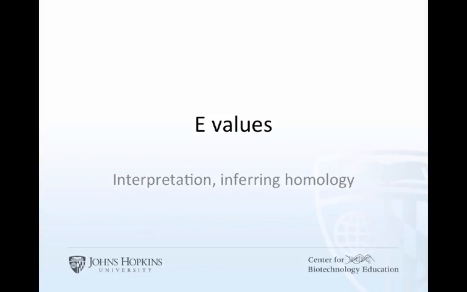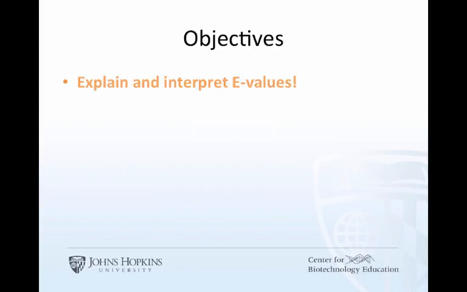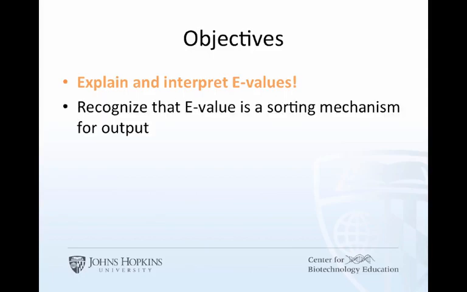In this lecture, we will examine the E-value and why the E-value is important in answering questions about homology. Our main objective is to be able to explain and interpret the E-value that you get in a database search. And then recognize that the lowest E-value, or the strongest E-value, is going to be the best match, and that's going to be at the top of the output in a BLAST search.